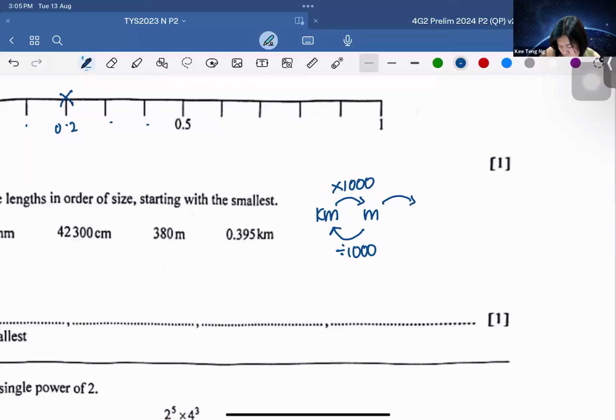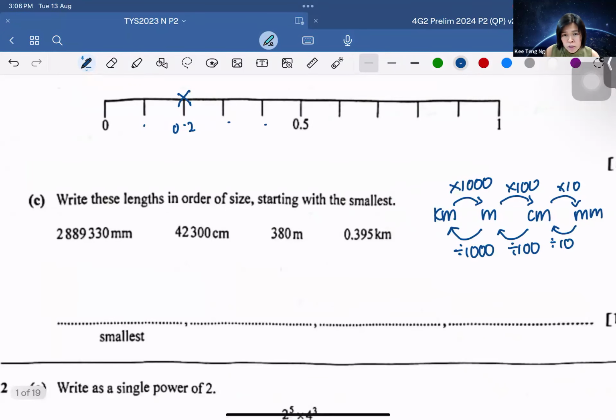Meter to cm. 1 meter, how many cm? 100, right? Then this one will be divided by 100 for the reverse. Then cm to mm, this one will be 10, so divide by 10. So in this case, what do you want to change everything to? mm, cm, or meter? No response. Okay, for me, I'll change everything to cm probably. I think for me it's easier. So I'm going to change this to cm, divide by 10.